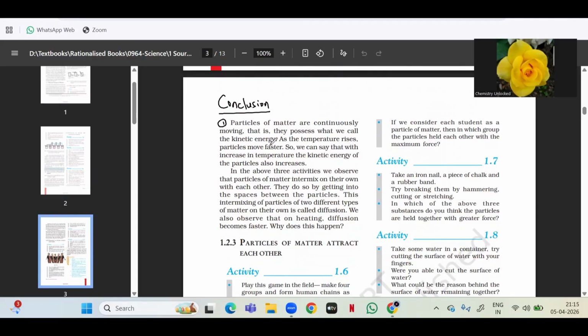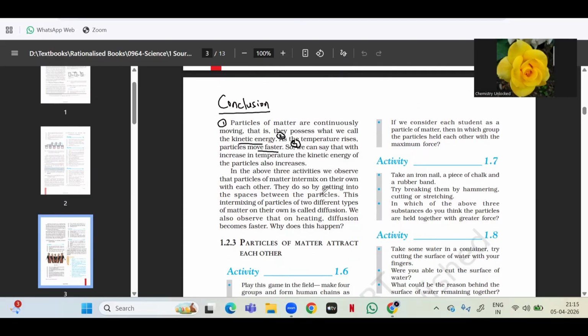Particles of matter are continuously moving. That is, they possess what we call kinetic energy, right? Point number 2 of the conclusion: as the temperature rises, particles move faster. So we can say that with increasing temperature, the kinetic energy of the particles increases.